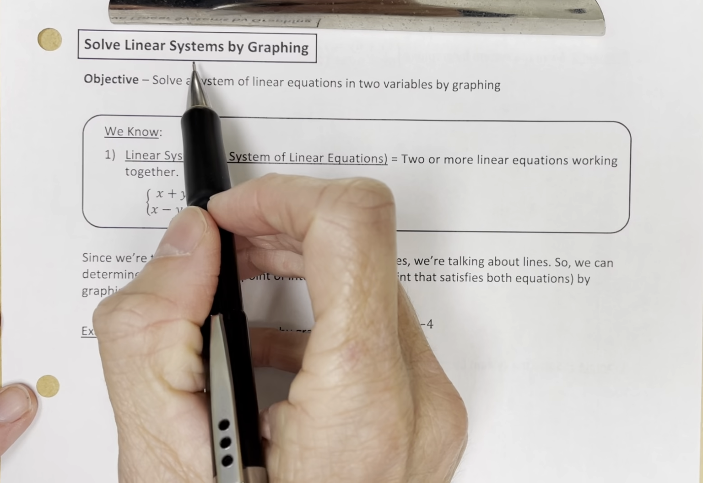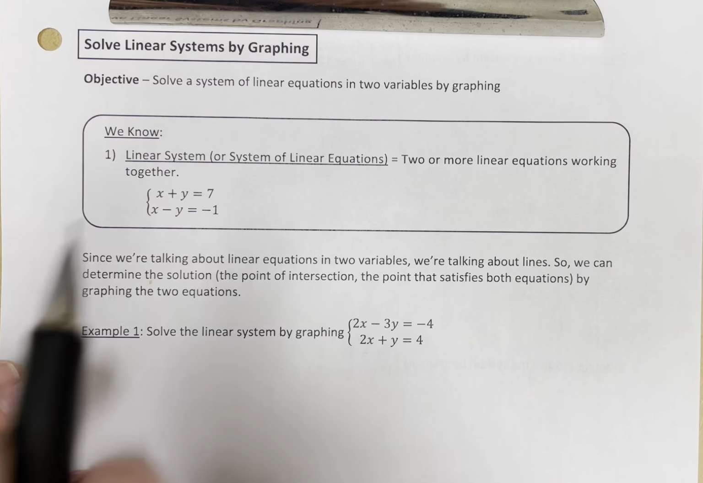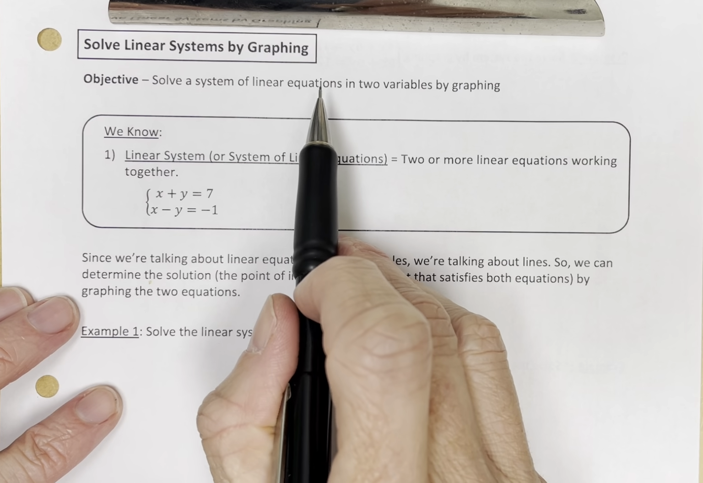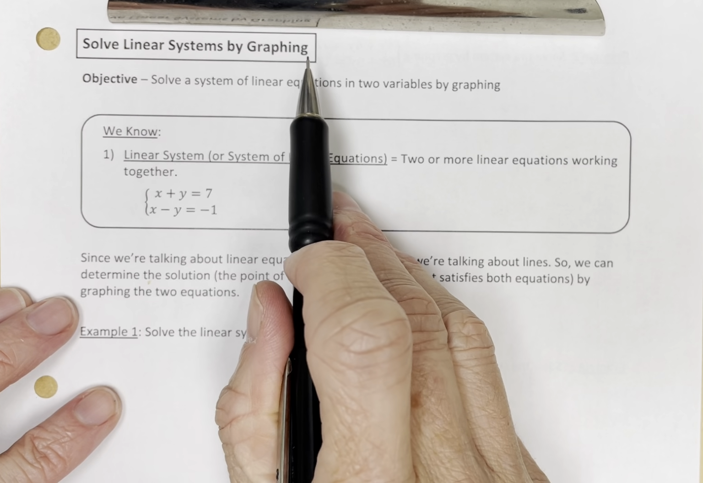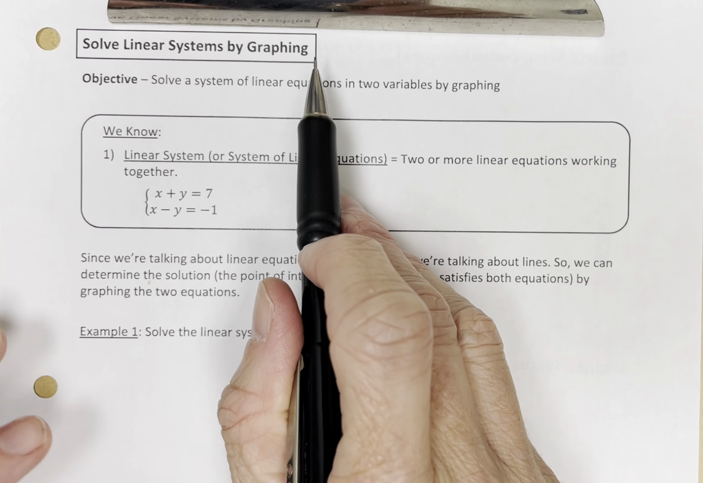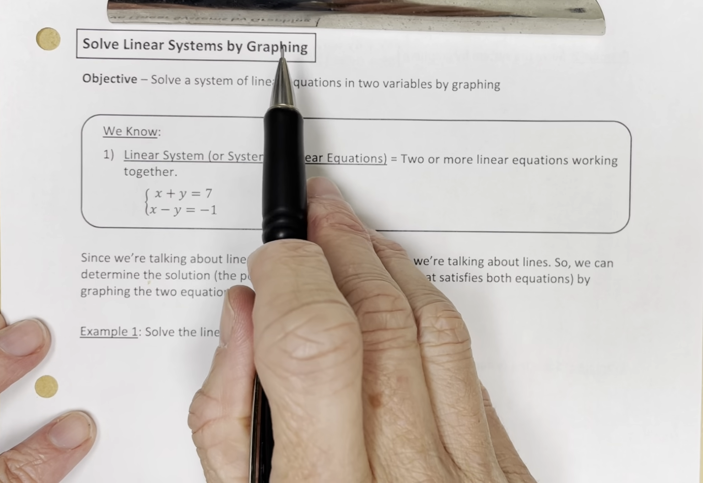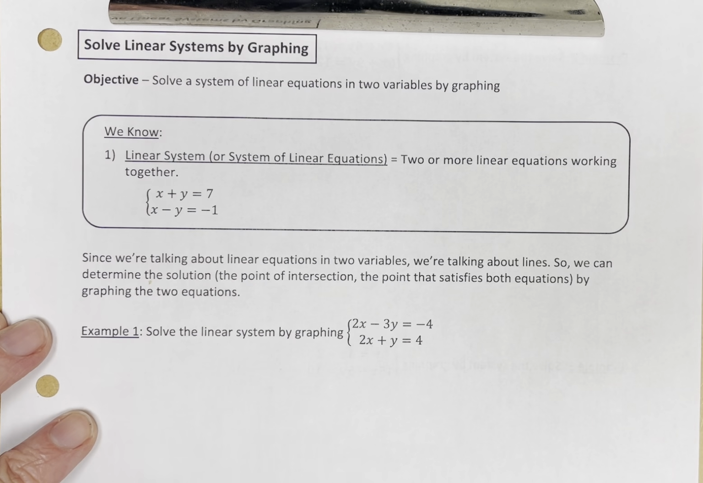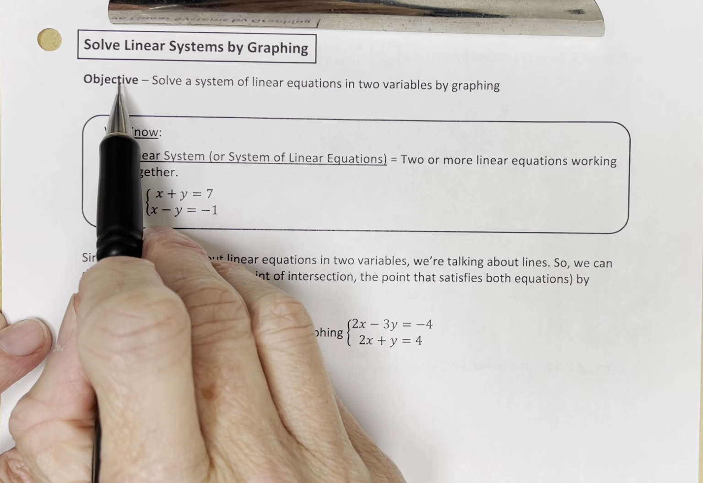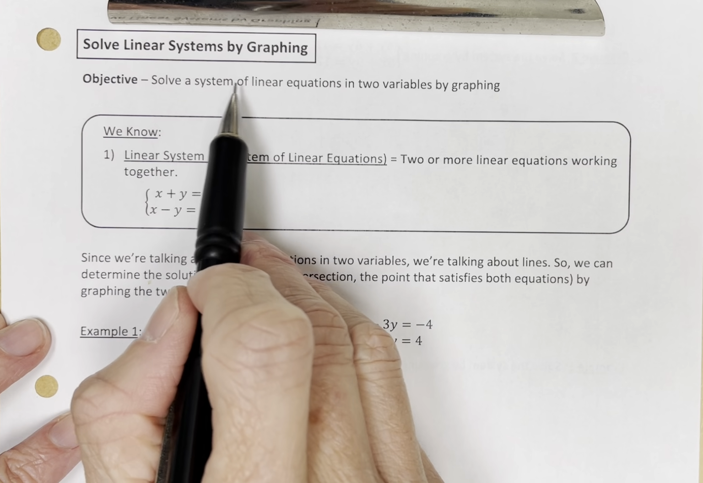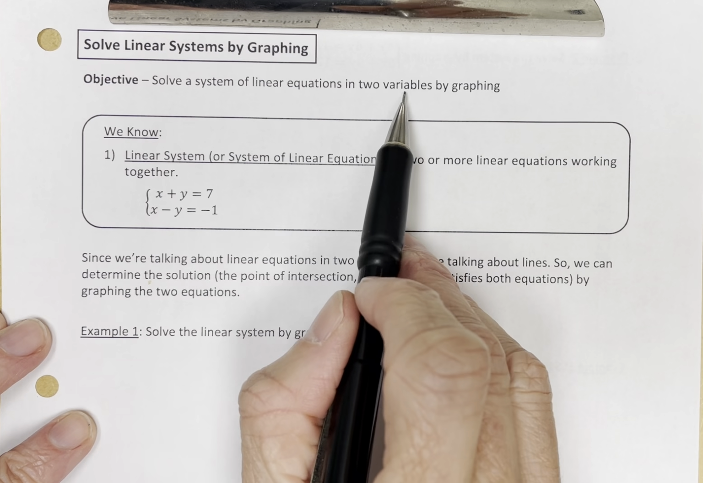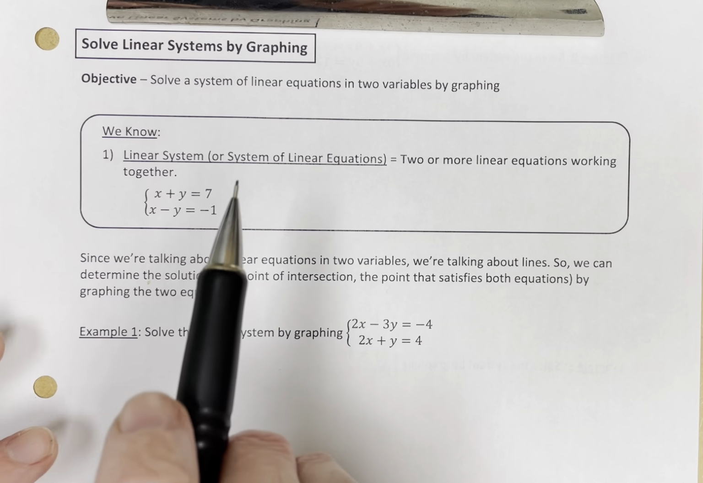Solve linear systems by graphing. As we talk about linear systems, we're going to talk about how to solve these in three different ways. And the first way is going to be graphing. All right, so our objective here: solve a system of linear equations in two variables by graphing.